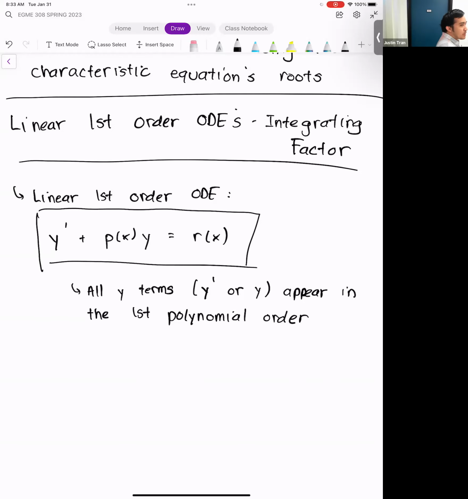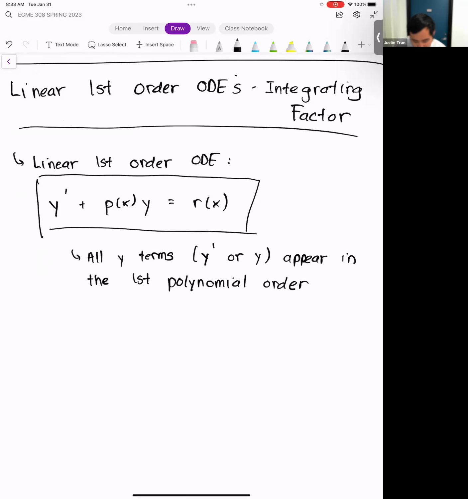Okay? And so when people say an equation is linear, what they are specifically referring to is the polynomial order. Okay, and so you don't have any y squared, you don't have any dy dx squared or y prime squared, or y to any weird power, like 1/5 or something like that. Okay? And so it's purely just first polynomial order.